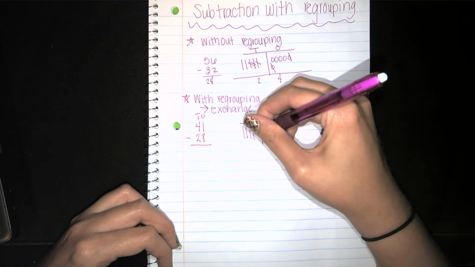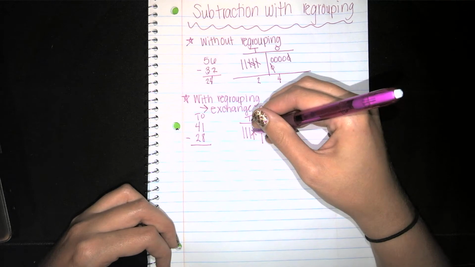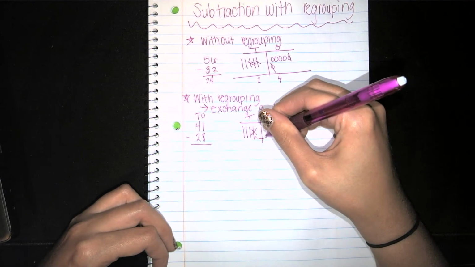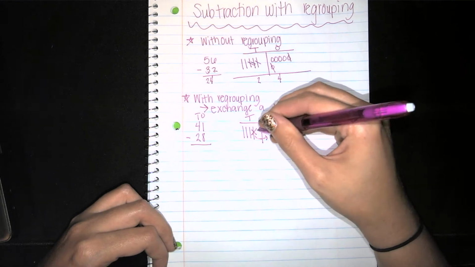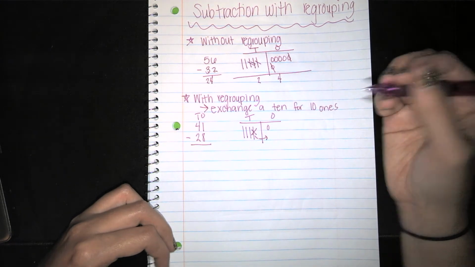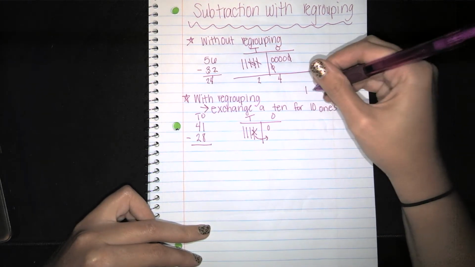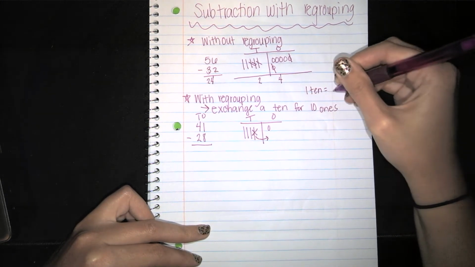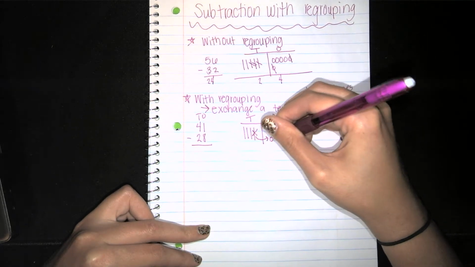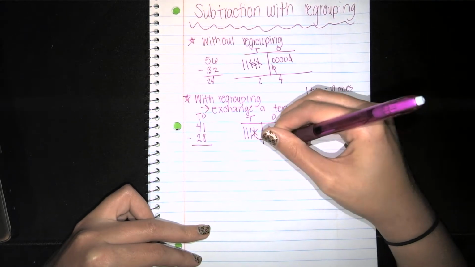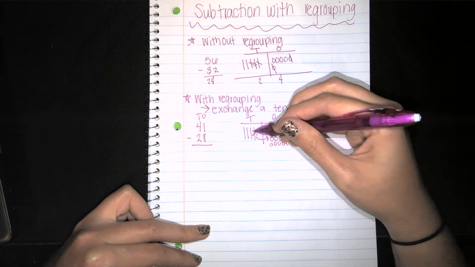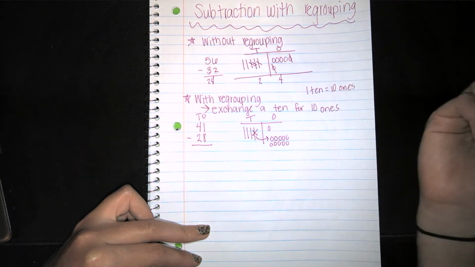So what I'm going to do is I'm going to exit out. Whenever I have to regroup something, I like to exit. I'm going to draw an arrow. And I'm going to exchange that 10 rod for 10 ones because remember, 1 ten equals 10 ones. So I'm going to draw 10 ones. 1, 2, 3, 4, 5, 6, 7, 8, 9, 10. So I'm taking that 10 away and I turned it into 10 ones.